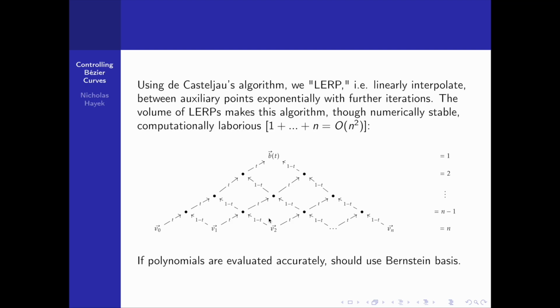So you do save the numerical stability by not computing, say, a 25th degree polynomial if we have 25 control points, but now you're going to be performing 25 squared computations. And they're not hard computations because these are all linear interpolations. They're all just linear functions that you're evaluating, but there are a lot of them.